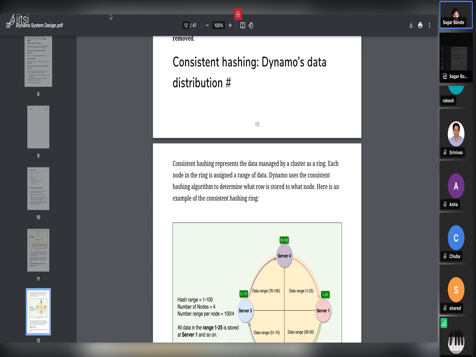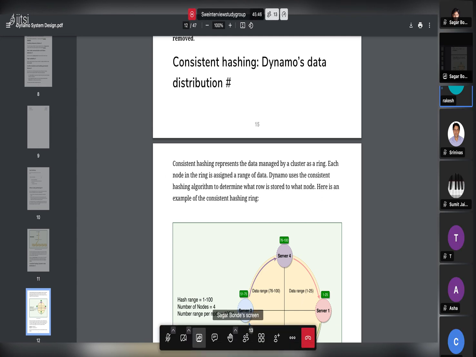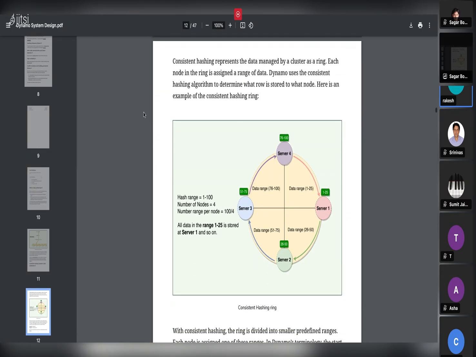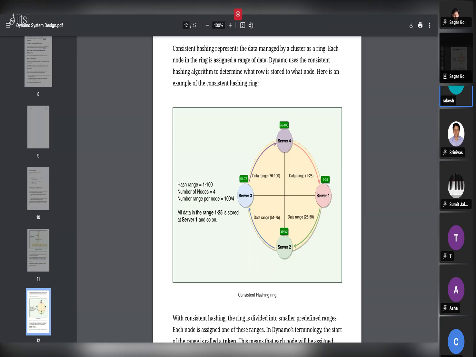Go ahead, Rakesh. Yeah. So consistent hashing represents the data managed by the cluster as a ring. Each node in the ring is assigned a range of data. Dynamo uses the consistent hashing algorithm to determine what row is stored on what node. So here is an example of a consistent hashing ring. This has servers 1, 2, 3, 4.